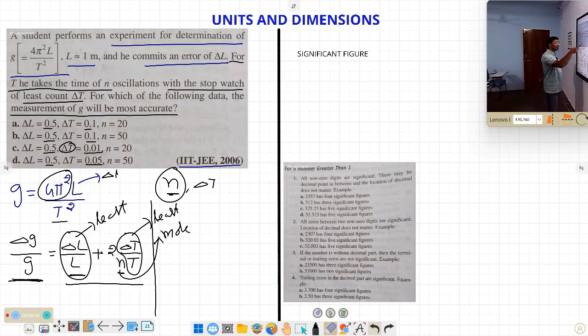No, we should not, because we have one more concept, that is N also. N is the number of oscillations, which must be more. Which is having more? This is having more. Understand? So comparing these two, which gives the more accurate value? The number of oscillations compared to 20 is 50, a very large variation. That's why D is the correct option, because the length error is less, the time error is also less, and the number of oscillations is also more. So the measured reading of g will be more accurate compared to the other values.